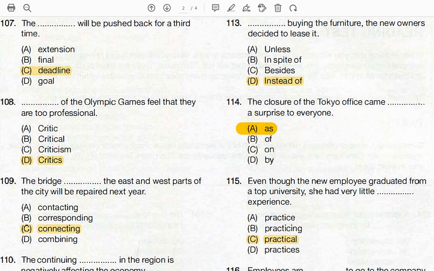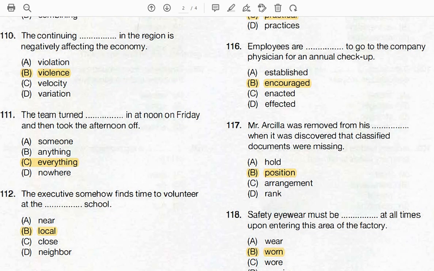And let's go further. The continuing violence in the region is negatively affecting the economy. Violence is the only word that gives meaning to this sentence. A option, violation, is usually followed by of, violation of. C, velocity, relates to speed. And D, variation, means the condition of changing.